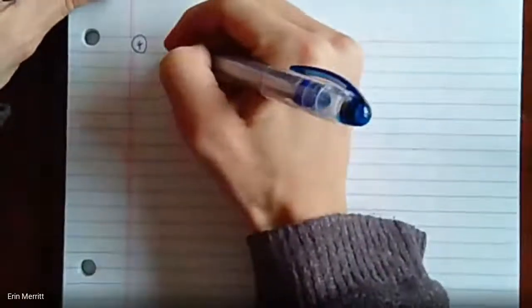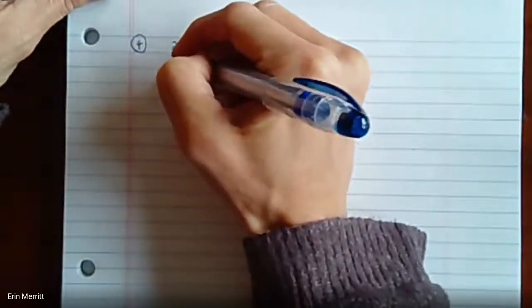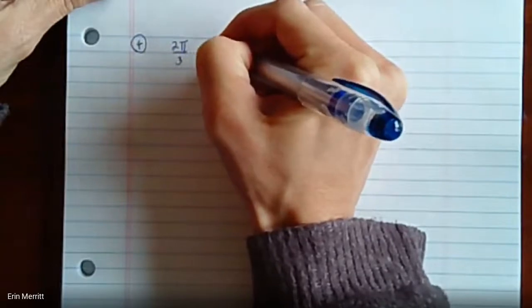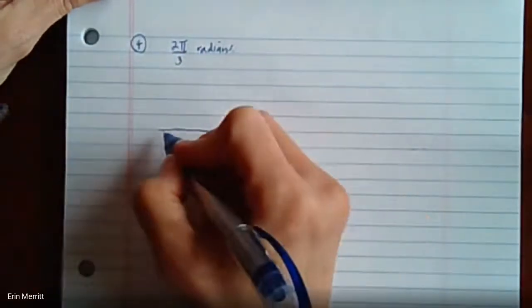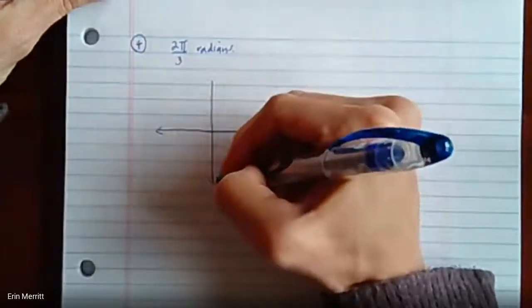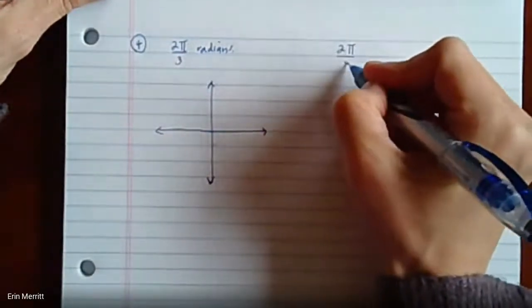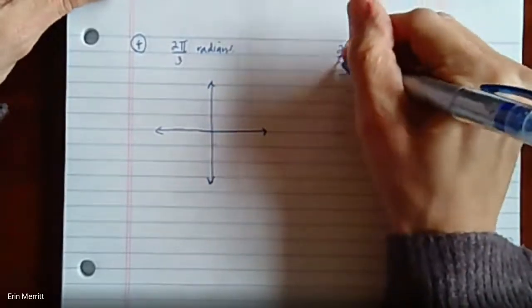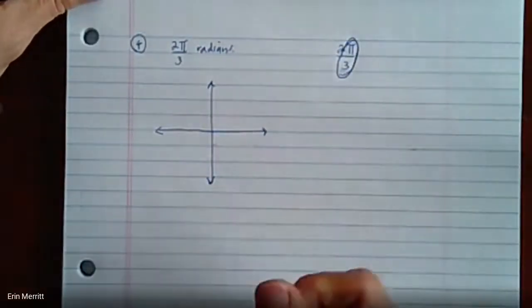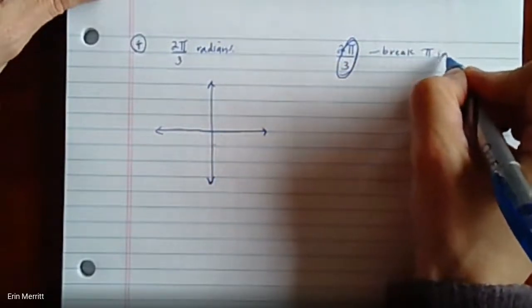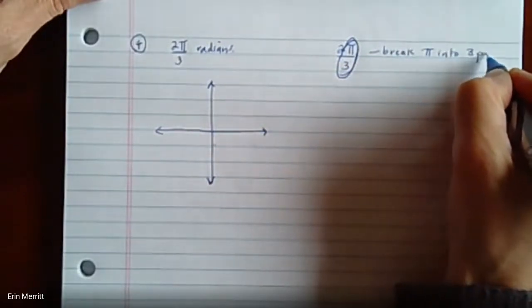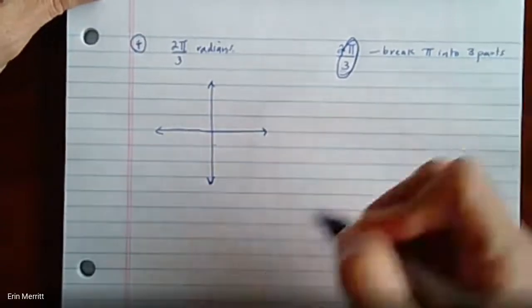So the last one that I would like to do is what if we have it over 3? So if I give you 2 pi over 3 radians. All right. The reason I'm specifically giving you this one is that sometimes people get a little psyched out with it. So the easy part, ignore the 2 and just focus on what you're dividing pi by. So we're going to break pi into 3 parts.